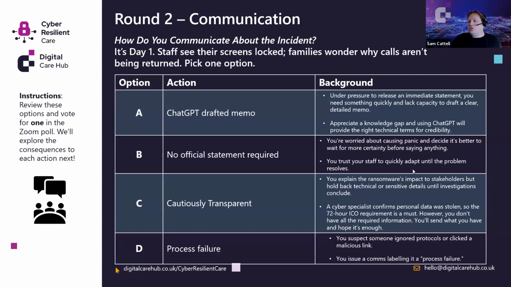Personally, I think the strongest one is probably cautiously transparent. But again, with all of these, there's no real right or wrong. It depends on what's happening at the time. Just take something away from everything. There's no hard and fast rules in this. And if something does happen, feel free to reach out to me, reach out to the CRC, and we'll give what options we can or signpost somewhere where you can.